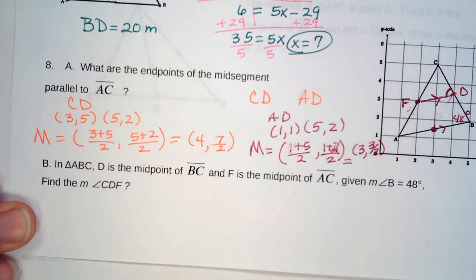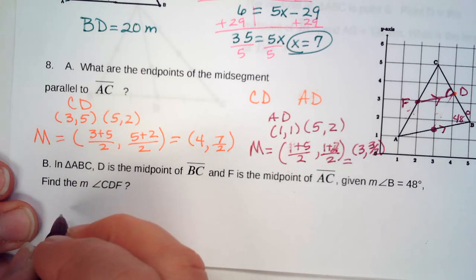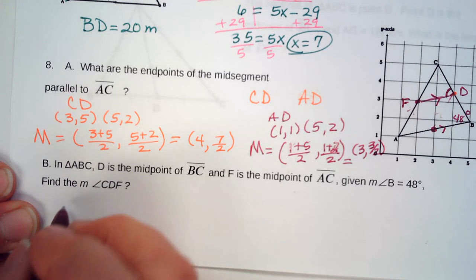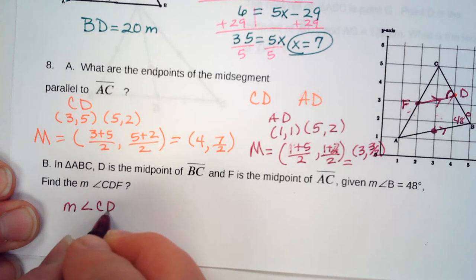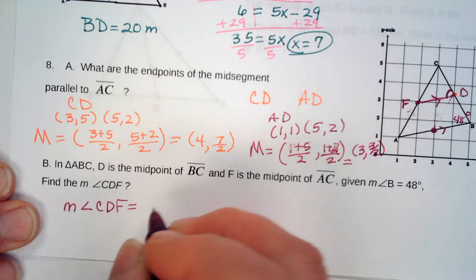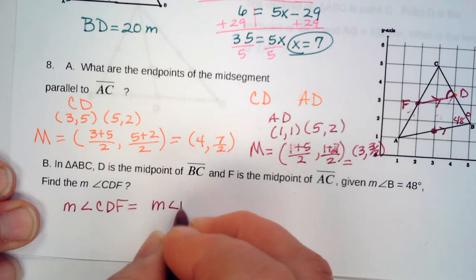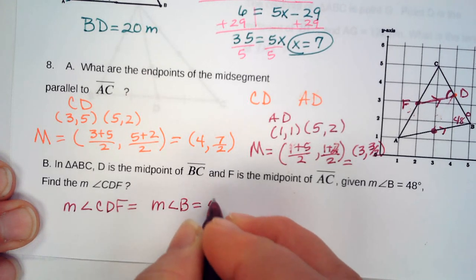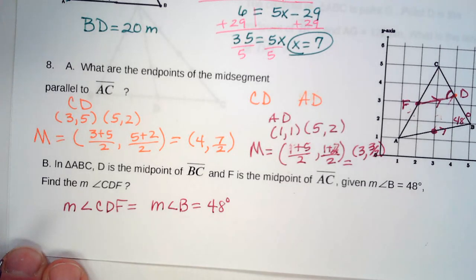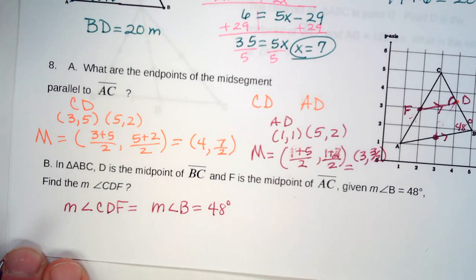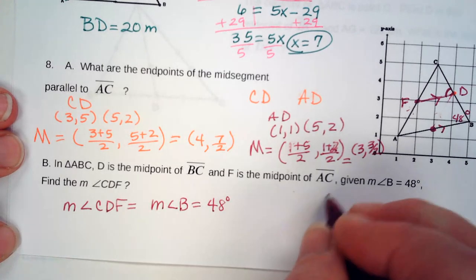Well, we know those are congruent angles. So the measure of angle CDF is equal to the measure of angle B, which is equal to 48 degrees. They're called corresponding angles.